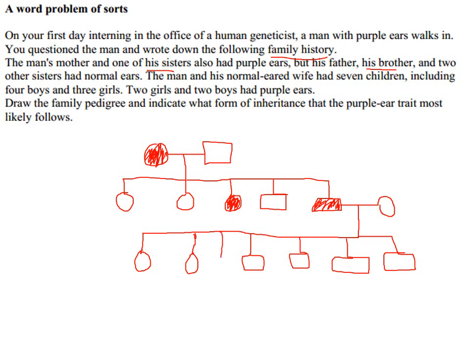And we know that 2 girls and 2 boys have purple ears. So 2 boys, 2 girls, 2 boys. Now, based on this pedigree, I wouldn't say that it's sex-linked because it seems like mother can pass on the condition to boys and girls, father can pass on the condition to boys and girls. It seems like it affects boys and girls roughly equally, almost a 50-50 chance. So I wouldn't say it's a sex-linked condition. I would say it's probably autosomal.